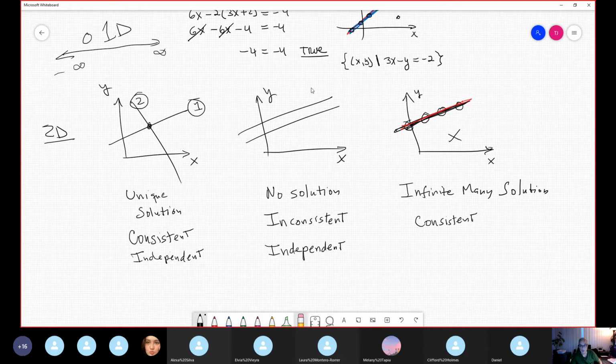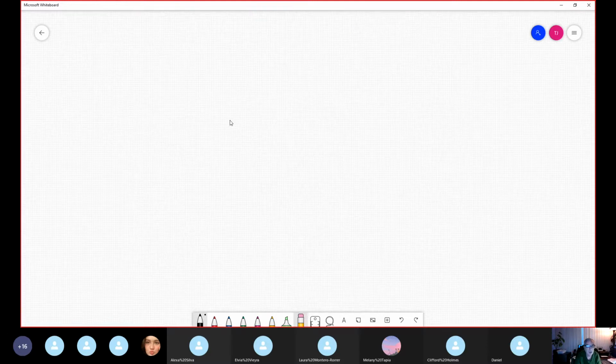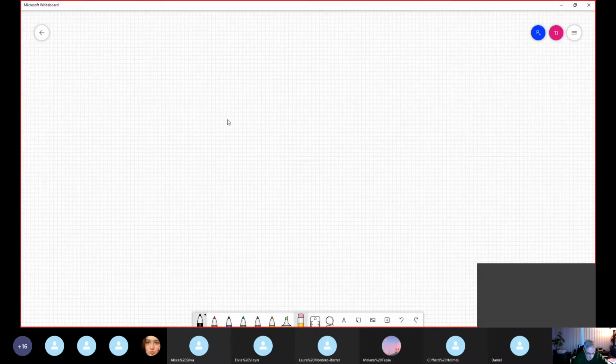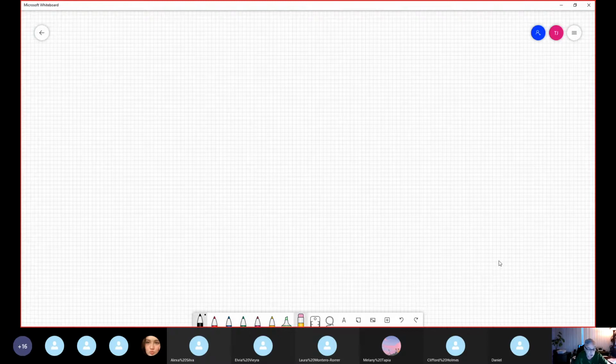This one is no solution, but this one yes, it's consistent, and this is dependent because the lines are the same. Sorry, when the lines are different, it's independent. When the line is the same, it's a coincidence, it's dependent. Do you follow me?